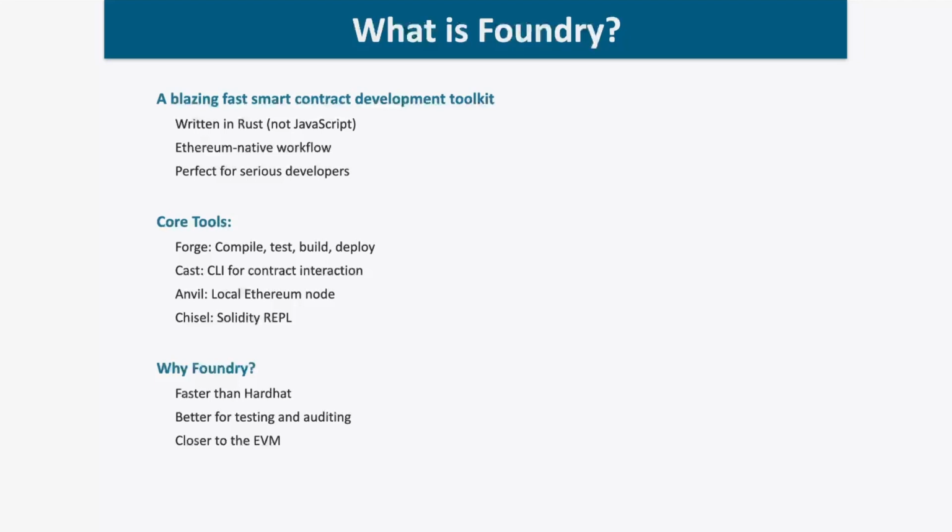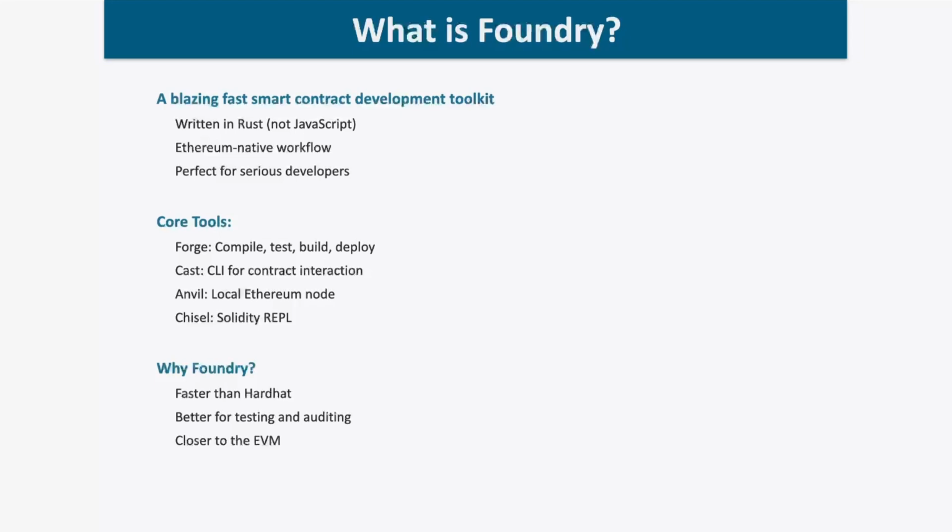Foundry is a modern smart contract development toolkit, and it's become the standard for serious Ethereum developers. It's written in Rust, not JavaScript. This makes it incredibly fast. Tests that take minutes with other tools run in seconds with Foundry. It's Ethereum-native. Every design decision prioritizes smart contract development. It understands the EVM deeply.